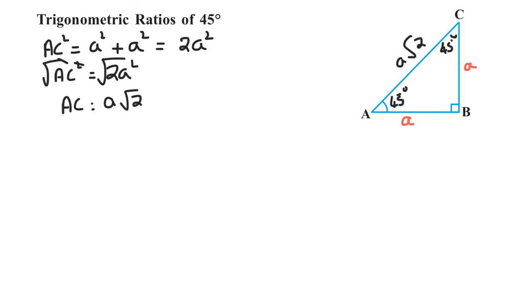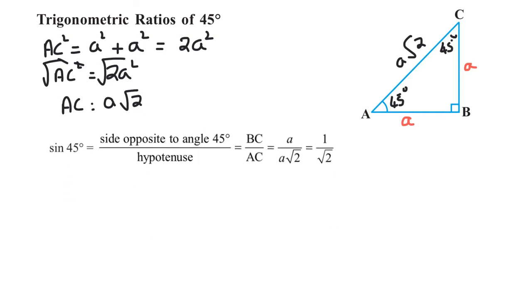Since now we know all the three sides of the triangle, we can easily figure out what are the trigonometric ratios. Let us find that out. Can we figure out what is sine 45 degrees? What is the ratio of sine? It is opposite side divided by the hypotenuse. So sine 45 is going to be equal to BC over the hypotenuse AC. And we know BC is A and AC is A root 2. A cancels and we are left with 1 over root 2.